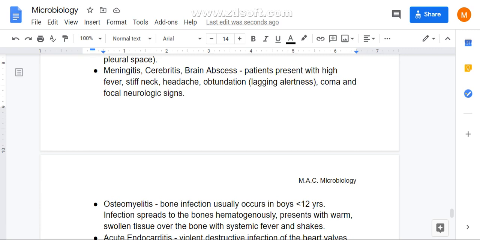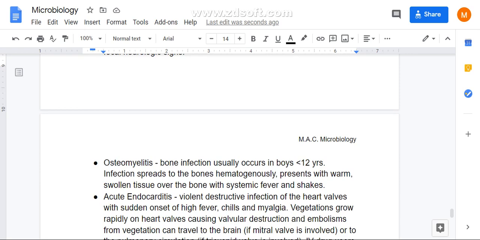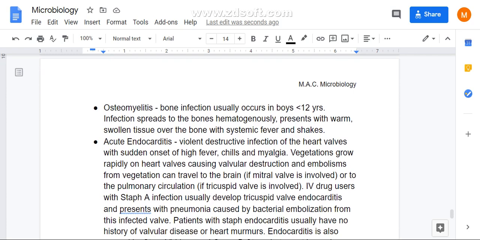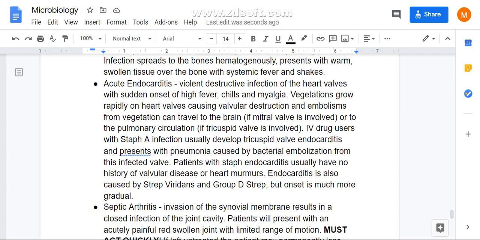You also have osteomyelitis, which is a bone infection that usually occurs in boys less than 12 years of age. Infection spreads to the bones hematogenously, presenting with warm swollen tissue over the bone with systemic fever and shakes. You have acute endocarditis, which is a violent destructive infection of the heart valves with sudden onset of high fever, chills, and myalgia. You have vegetations that grow rapidly on heart valves, causing valvular destruction.